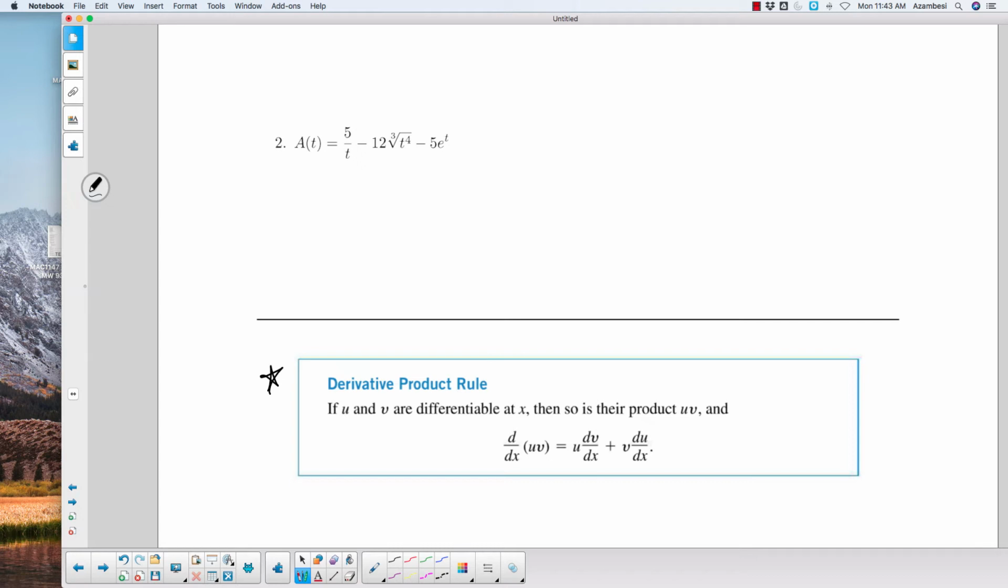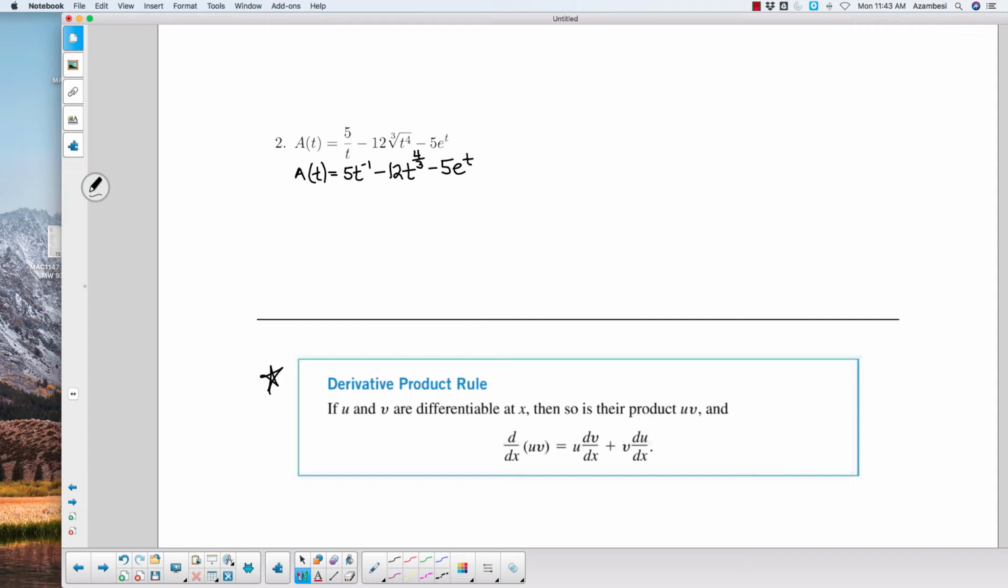So here, a of t is equal to 5 over t minus 12 times the cubed root of t to the 4th minus 5e to the t. So I'm going to reformat it just to get it so that it's easy to work the derivative first. So this is 5t to the negative 1 power. And minus 12, if I write that as a fraction, I have the 4/3 power. Minus 5e to the t.